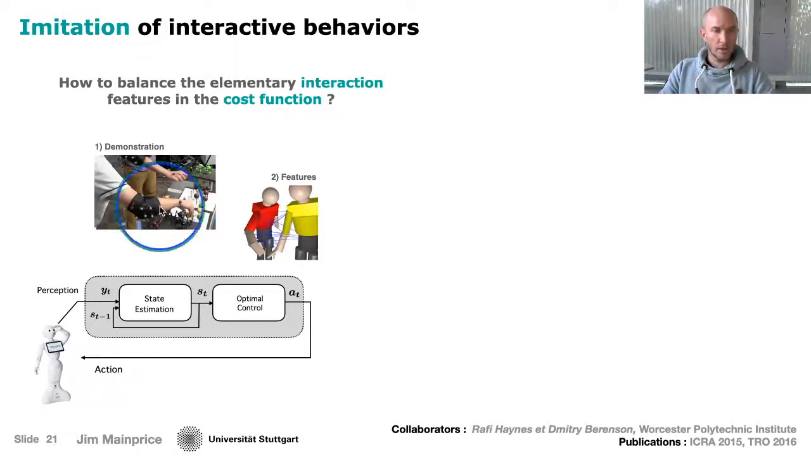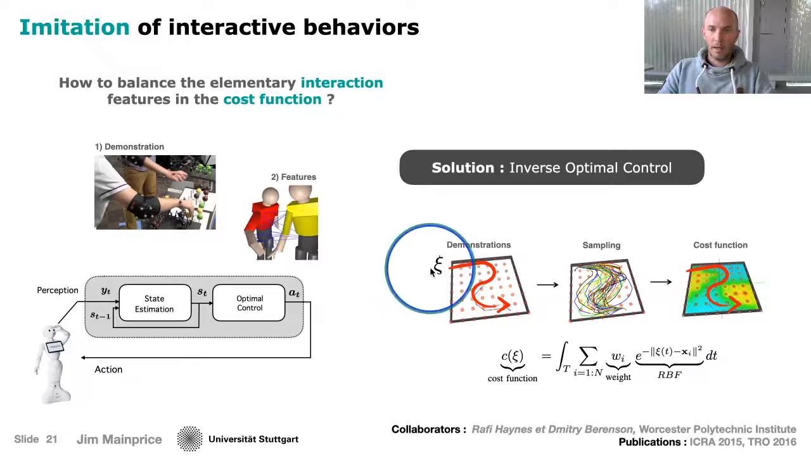The idea is to first have a set of demonstrations of how humans might share space, what is good proxemics behavior, so we observe. And then we propose a bunch of features that might explain this behavior. We are still in this context of a state estimation optimal control pipeline. And we perform inverse optimal control in order to find a good weighting of the different features that best explains the behavior that we observe in the demonstration set.